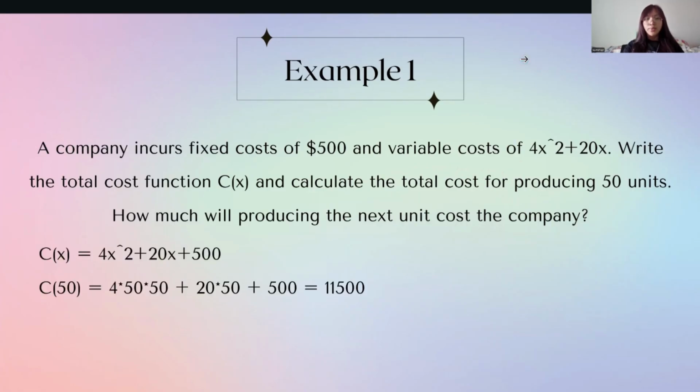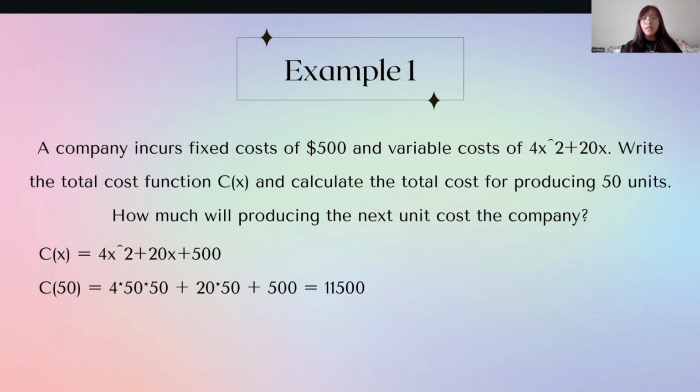C(x) equals 4x squared plus 20x plus 500. Now, to calculate the total cost of producing 50 units, 50 just needs to be substituted into the original function, which will give us the total cost of $11,500. Now, how much will producing the next unit cost the company?